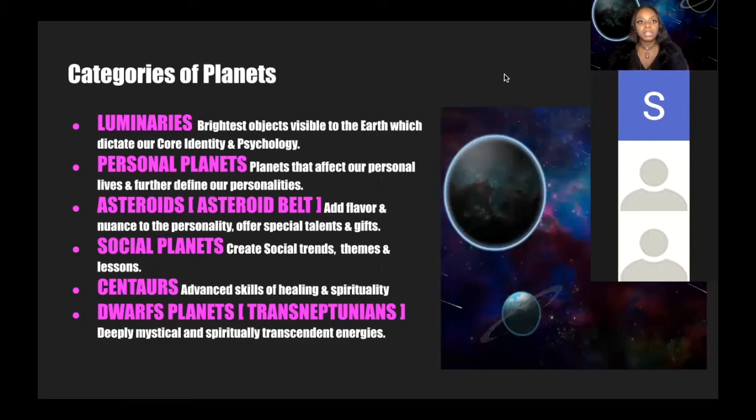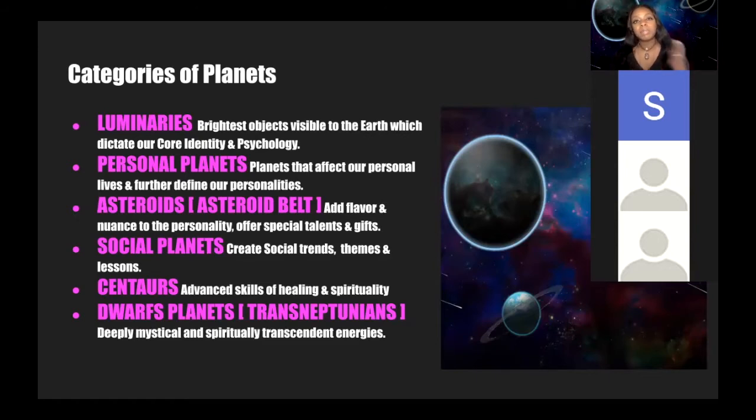So the planets break down into about 6 categories. We have the luminaries, which are the brightest objects visible to the Earth, which dictate our core identity and psychology. Those are the sun and the moon. The personal planets, which are planets that affect our personal lives and further define our personalities. And these planets will usually be what are called the inner planets, which usually will extend to include the luminaries as well. But they're called inner planets because they're in the inner solar system. They're closest to the sun.